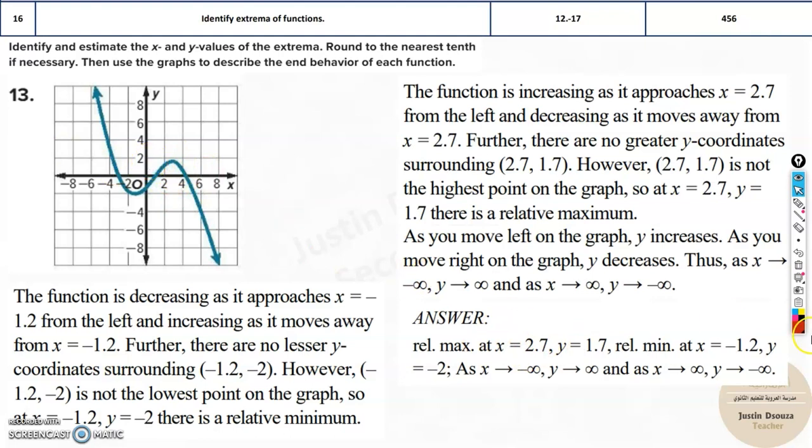Whereas the relative minimum is at minus 1, somewhere minus 1.2, and the y value is minus 2. And what is happening? As x goes towards minus infinity, the y value is positive infinity, isn't it? So minus infinity, positive infinity. As x goes towards the right side, positive infinity, the y value goes down towards minus infinity. Those are the answers.